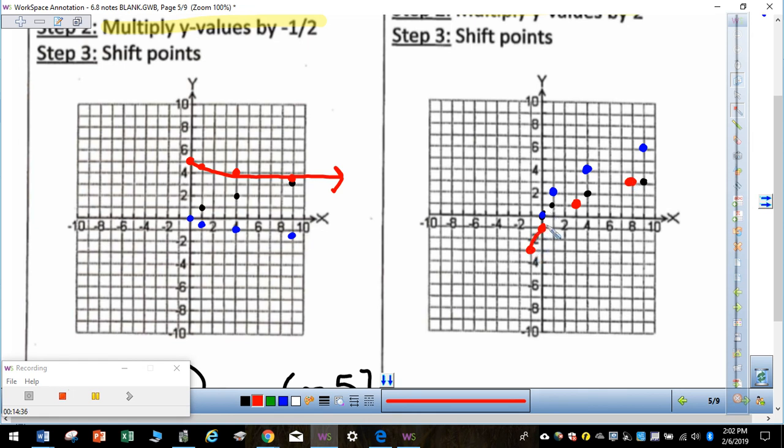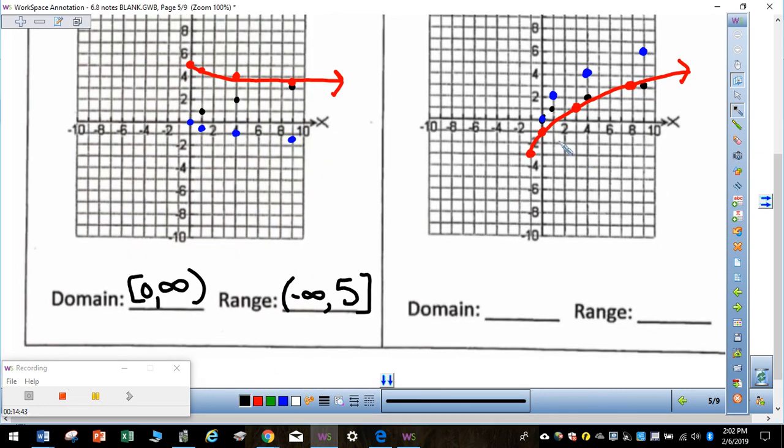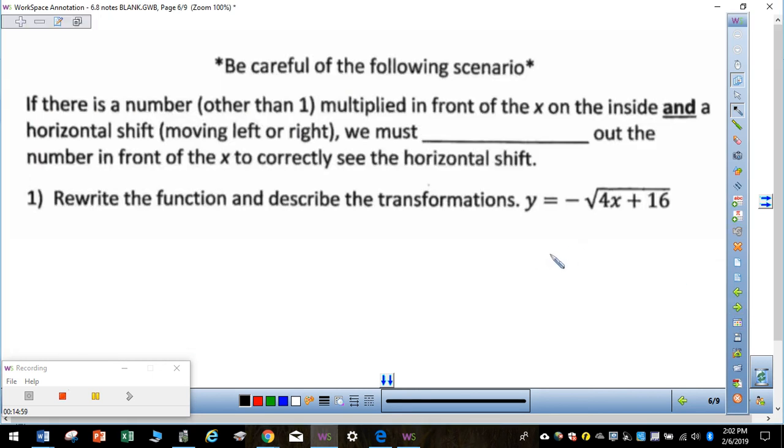Okay, we'll just go ahead and connect the points here in red to show our final answer. Now because we have shifted left 1, our domain is subtracting 1, so negative 1 to infinity. Our range, because we went down 3, is going to be negative 3 to infinity. Okay, so those are our graphs thinking about transformations.